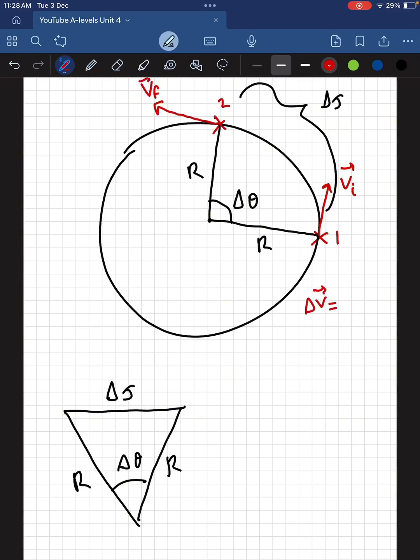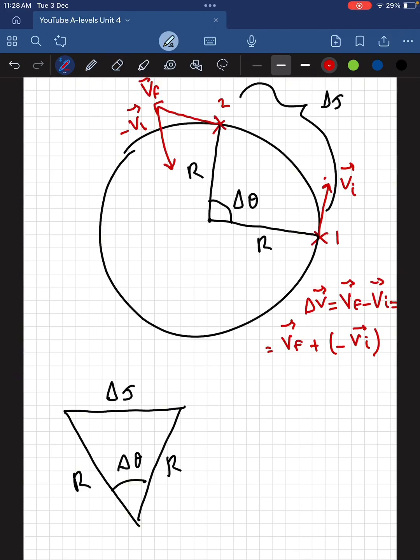Now delta v, what is delta v? It is the final velocity minus the initial velocity, vector-wise. How do we subtract vectors? We just add vf plus the opposite of vi. Remember that with vectors we can just parallel transport them, right? So if I take this vector vi and put it here and draw the opposite, minus vi is going to be this vector, okay? So this is going to be minus vi, okay?